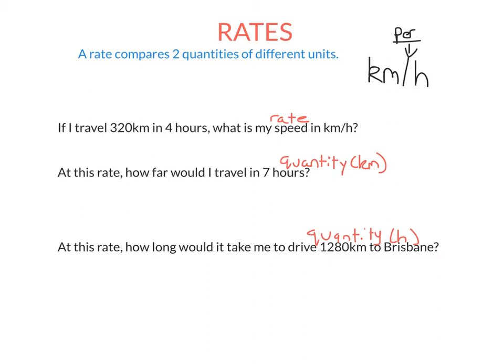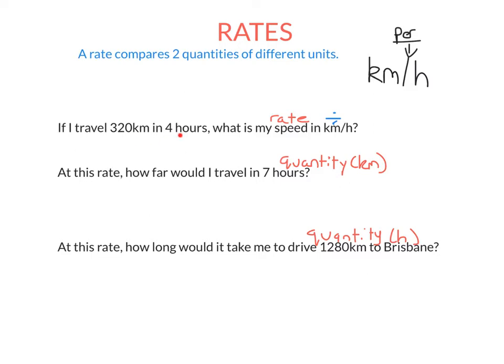So the first one, 320 kilometers in 4 hours. What's my speed in kilometers per hour? So when you're calculating a rate, that involves dividing. So what you do is you divide the first quantity by the second quantity. So I want kilometers per hour. So this slash, it's written like that for a reason. It's sort of like a divide, like in a fraction. So all I need to do here is divide the number of kilometers by the number of hours, okay?